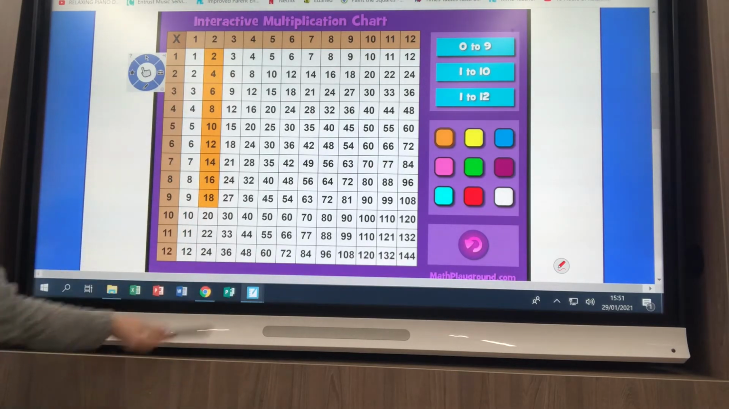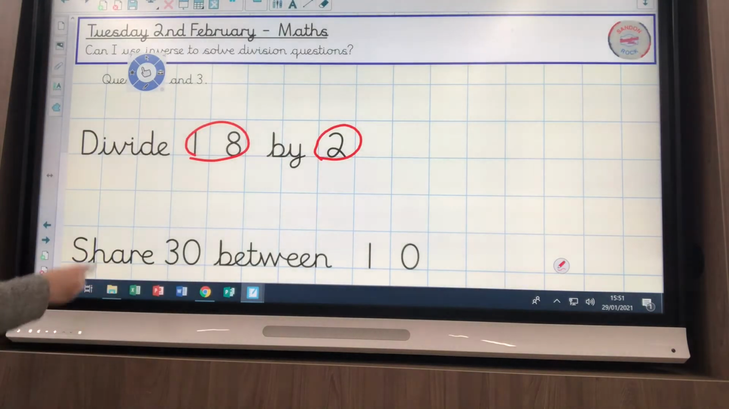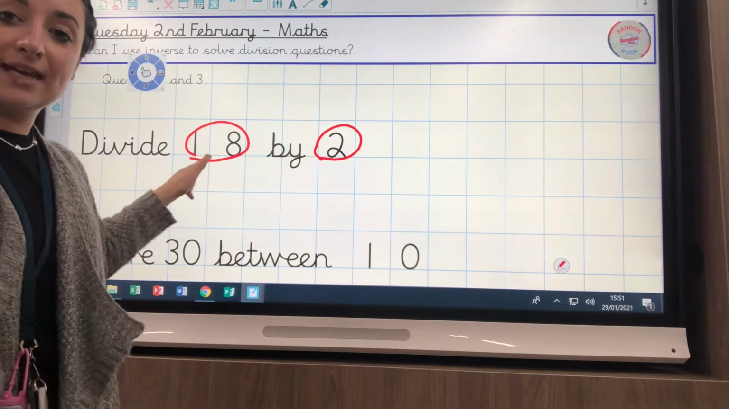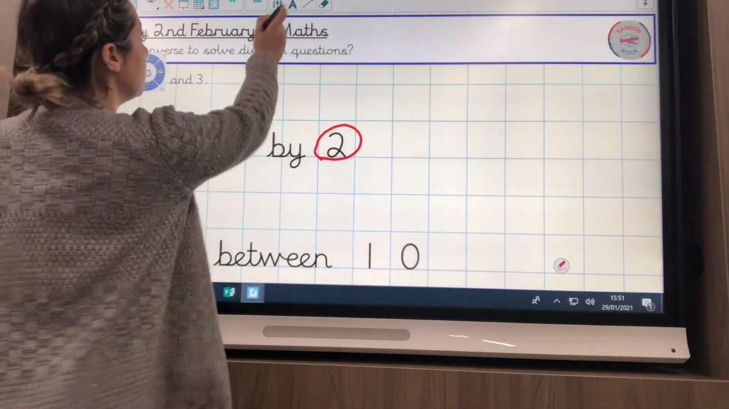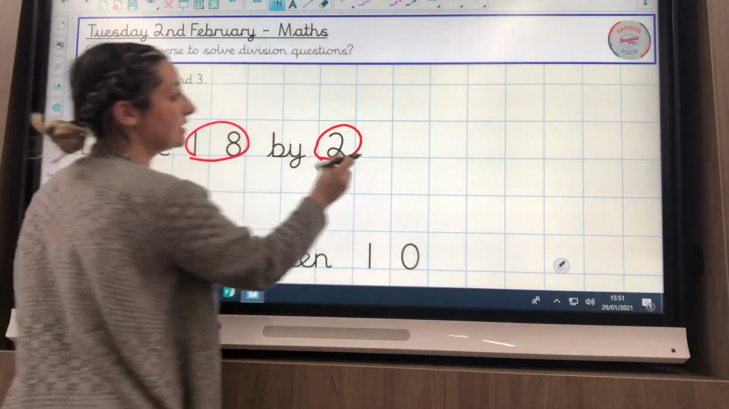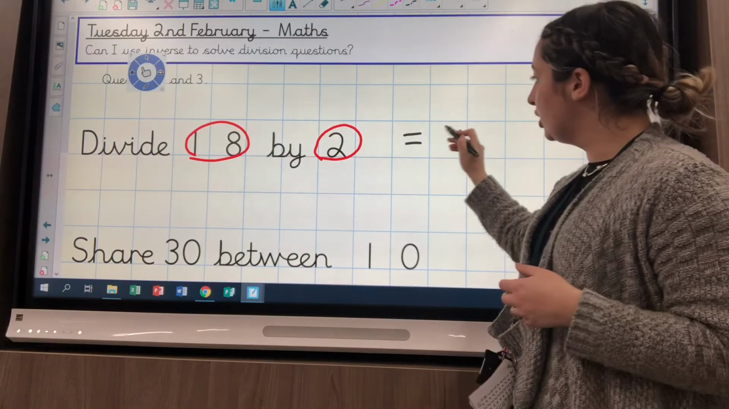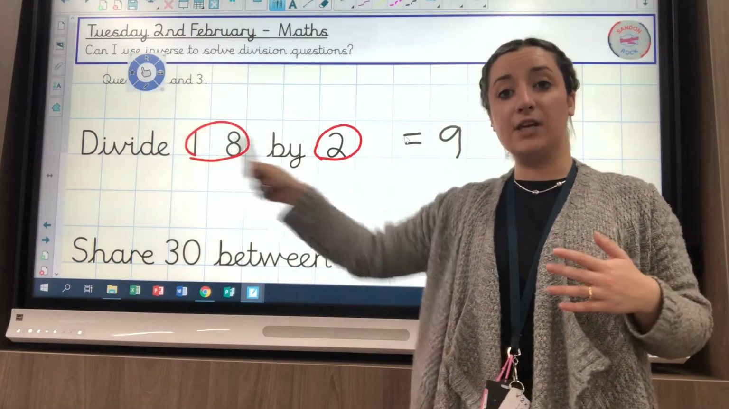So let's go back onto our grid, our board for today. How many 2s went into 18? Well, we've just said that 9 times 2 was 18. So 9 lots of 2 went into 18. And that's using the inverse. You've used multiplication to solve a division question.